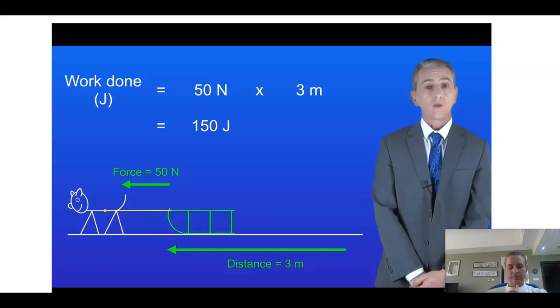This tells us that a total of 150 joules of energy was transferred from the chemical energy stored in the dog to the kinetic energy stored in the sledge and the thermal energy stored of the sledge runners under the ground. So can you see that work done is actually a fairly straightforward idea? Let's look at another example.